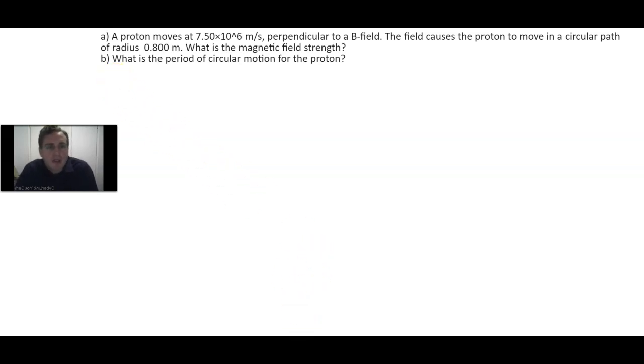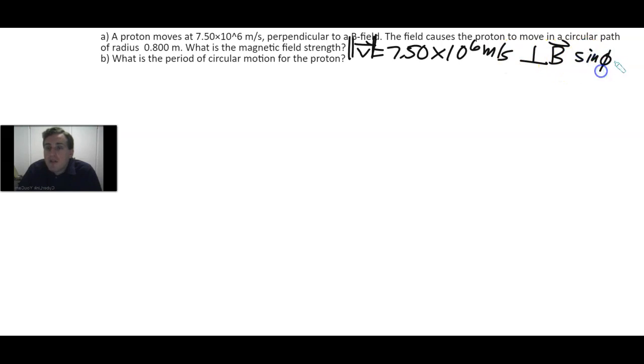First of all, if a proton is moving perpendicular to a B field, we know that its velocity is 7.50 times 10 to the 6th meters per second, and it's perpendicular to the magnetic field vector. So this is a vector, and this has a magnitude like so. Since it's perpendicular, the sine of phi is 1, because phi is exactly 90 degrees. The smallest angle between the two of them is 90 degrees, and this maximizes the magnetic force.